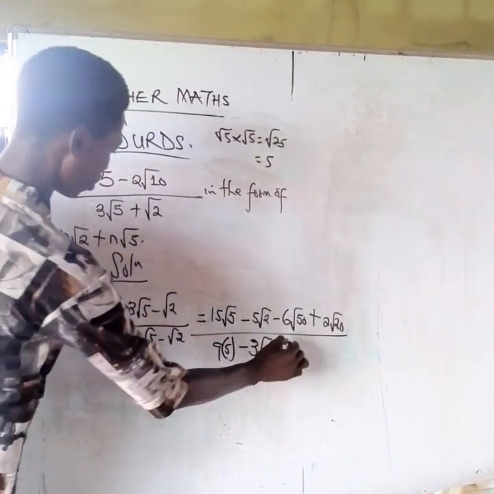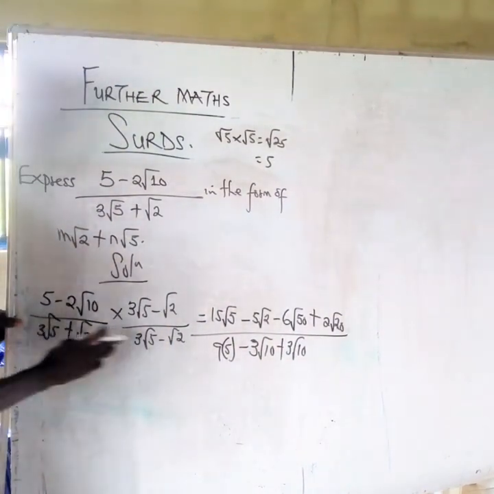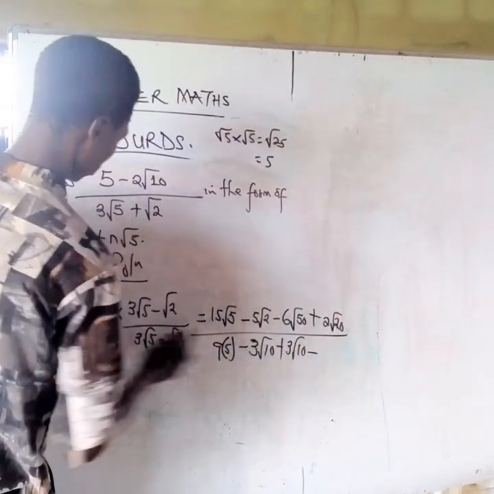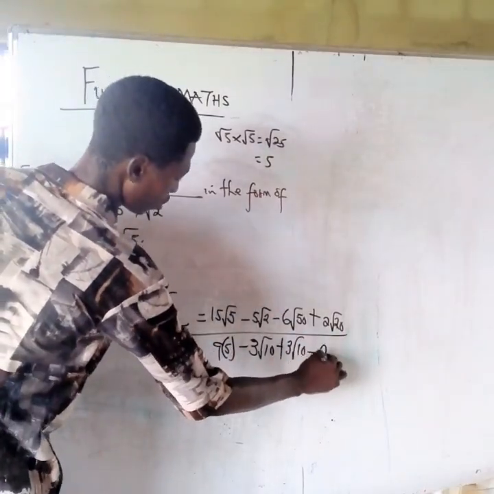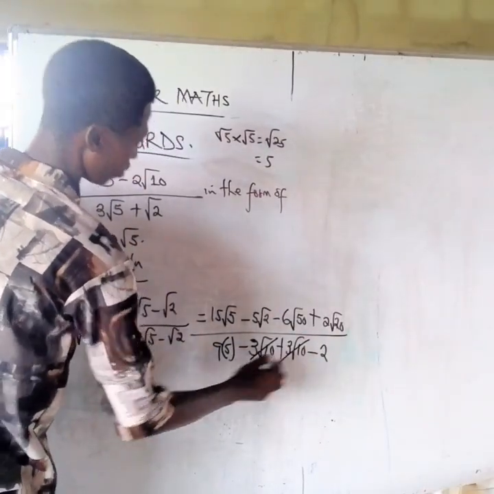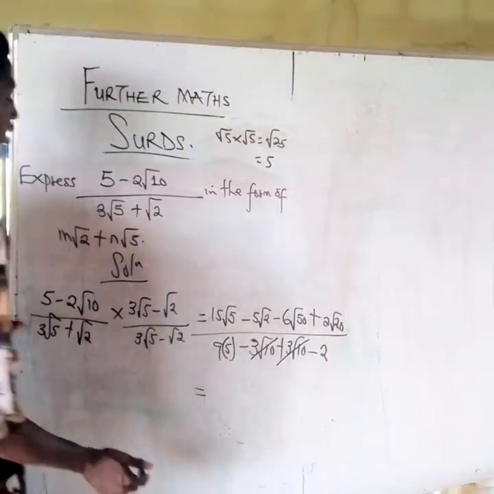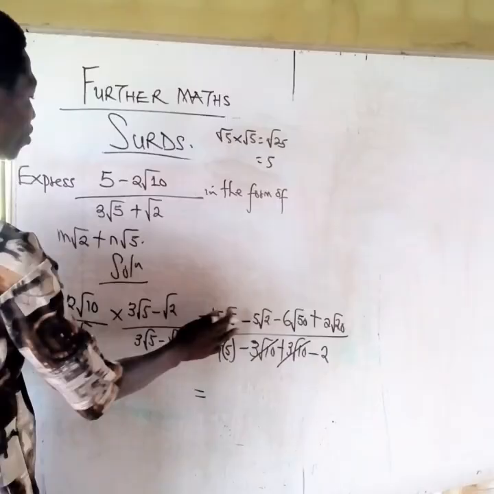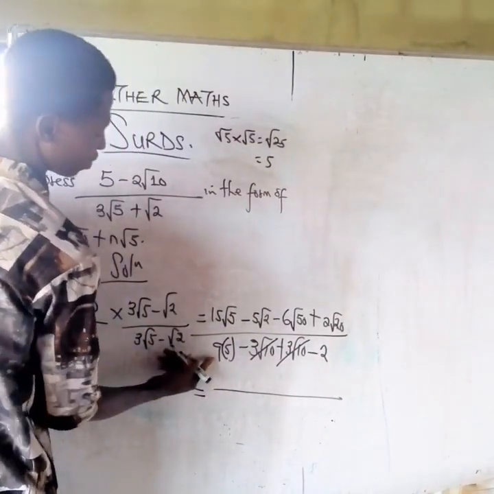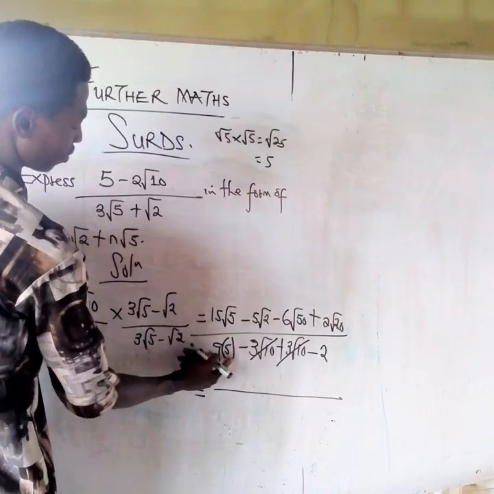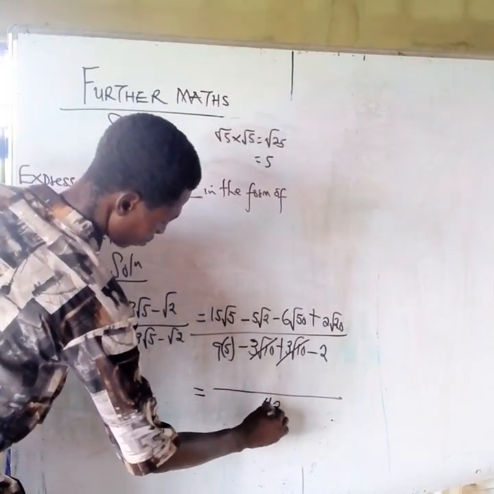root 2 times this gives you 3 root 10. Yeah, plus times minus is minus. Root 2 times root 2, using what we've always known, will give you 2. This cancels this because you have minus and positive and they're the same. Okay, so you have 9 times 5 is 45, so 45 minus 2 is 43.